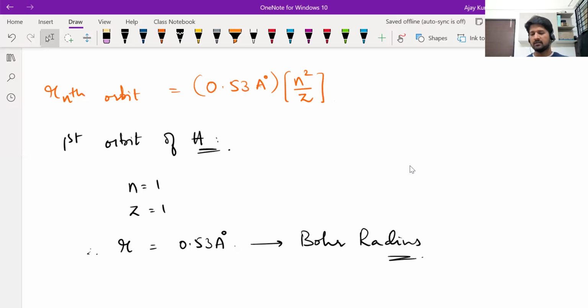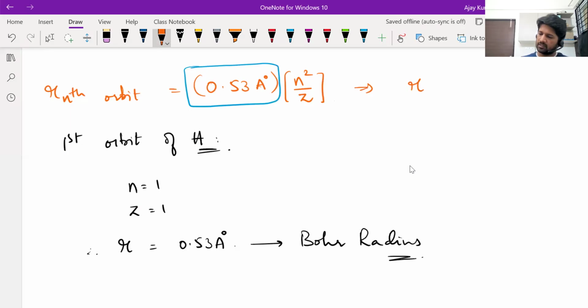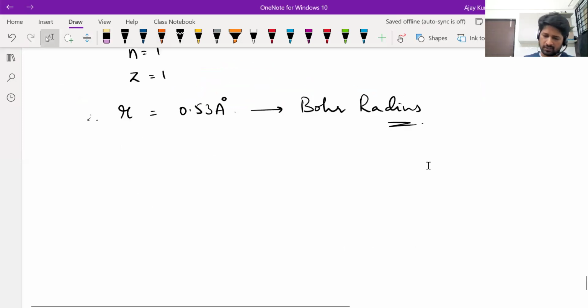Any other stationary orbit's radius can be expressed in terms of this, as you can see here, 0.53 into n square by z. So you can even say that radius of the nth orbit is proportional to n square divided by z. Questions based on this are very common. They'll give you the radius of a certain orbit of one atom, and they'll ask you what is the radius of some other orbit of some other atom or the same atom, such things. Let's solve one question based on this quickly.